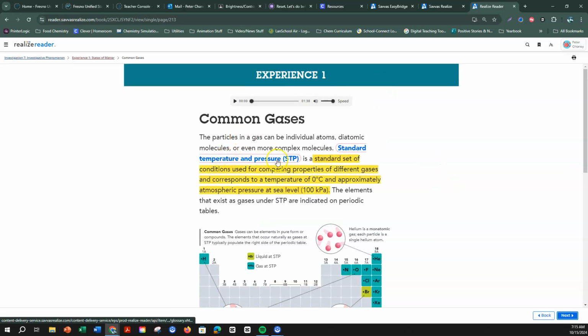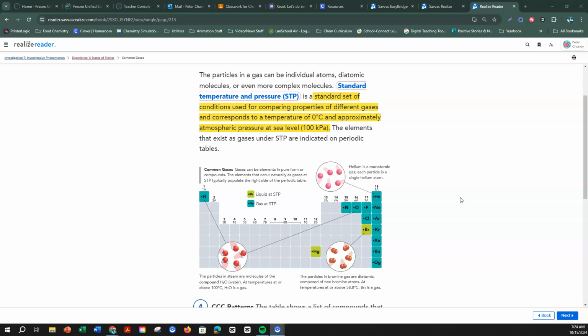We've got standard temperature and pressure, otherwise known as STP. It's a standard set of conditions used for comparing properties of different gases and corresponds to a temperature of 0 degrees Celsius and approximately atmospheric pressure at sea level, 100 kPa. The elements that exist as gases under STP, or standard temperature and pressure, are indicated on the periodic table.